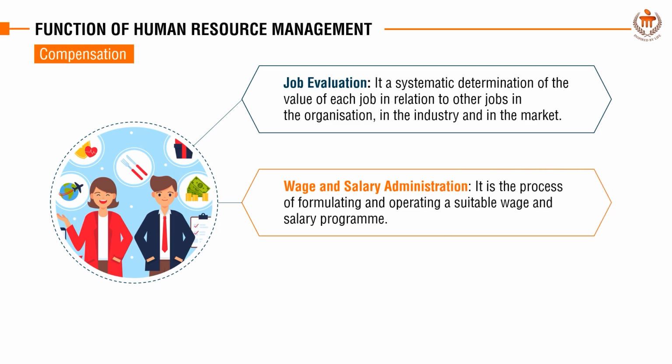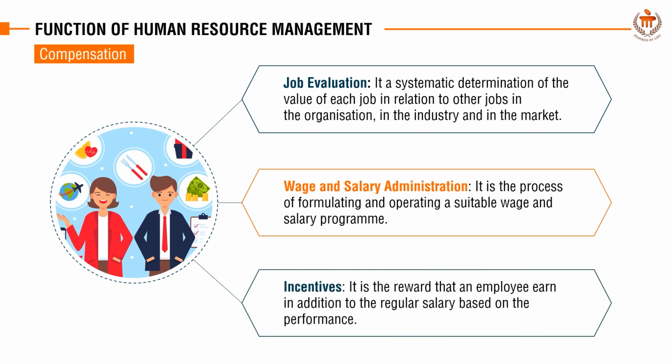After determining the worth of the job, there is a point and a systematic process to determine the wage and salary also. It is a process of formulating and operating a suitable wage and salary program for a particular job and position. Along with the wage and salary, the organization gives incentives to employees also. Incentives are the rewards that an employee earns in addition to regular wage or salary based on the performance of the individual, the team or the organization.